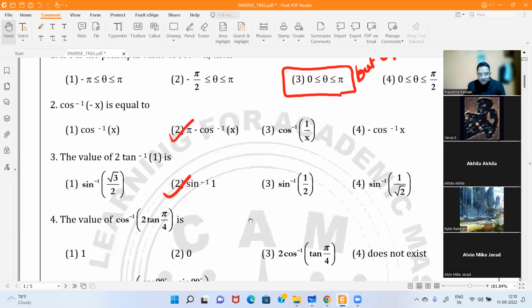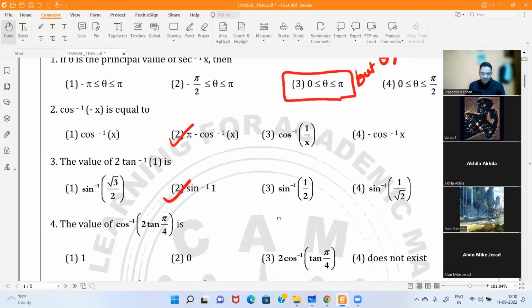Similarly, can you tell me what is this going to be? What is tan pi by 4? 1. 2 into 1 is going to be 2. What is cos inverse of 2?